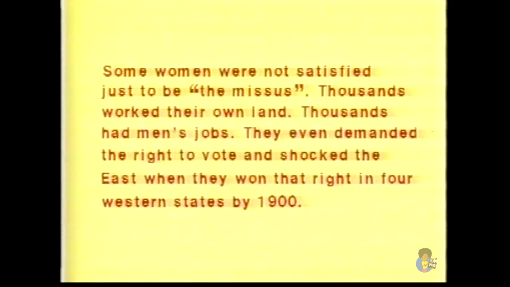And the next paragraph of the story is a good example of a subordinate idea, one which supports the main idea with examples. Take a look at it. Some women were not satisfied just to be the missus. Thousands worked their own land. Thousands had men's jobs. They even demanded the right to vote and shocked the East when they won that right in 4 Western states by 1900.